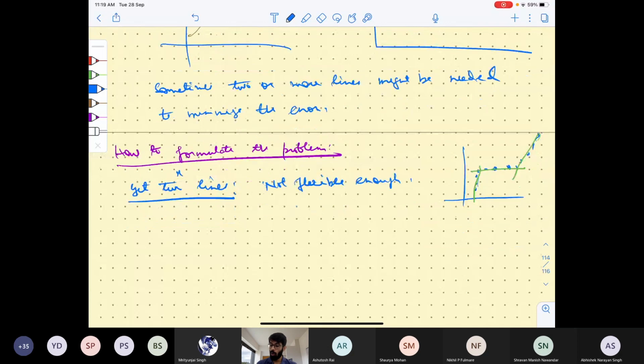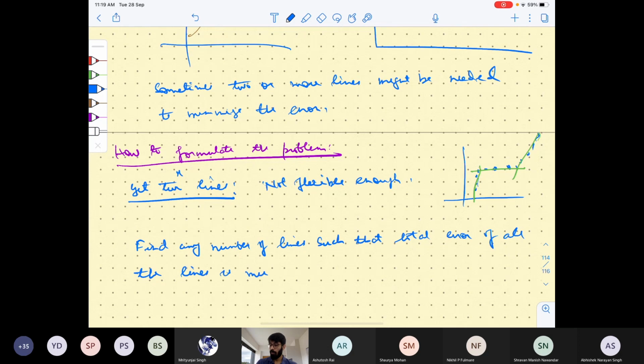Okay, good. And what if we don't do that? If we just say, okay, find any number of lines such that the total error is minimized. So this is the other way, right? Once you fix it, the other way is now you're not fixing it. You are like, okay, I don't care. Find any number of things such that the total error is minimized. So what is the problem with this?